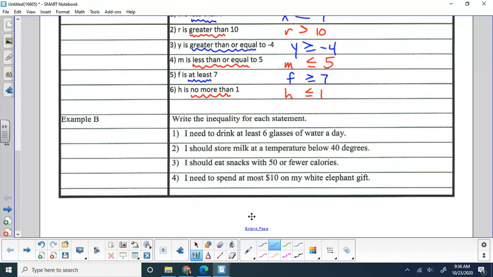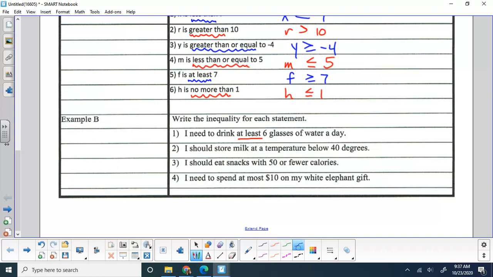All right, I'm going to read the next statements out loud, and I'm going to have you try to write your answers down. And then after you've written all your answers, we will check to see how you did. Number 1, I need to drink at least 6 glasses of water a day. So again, if I were guiding you through this, I would probably underline the word at least.